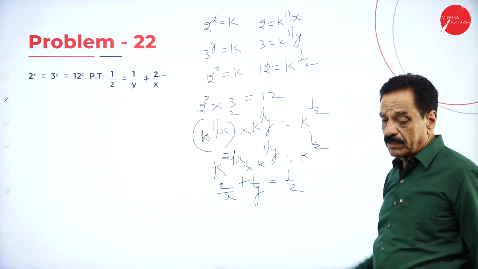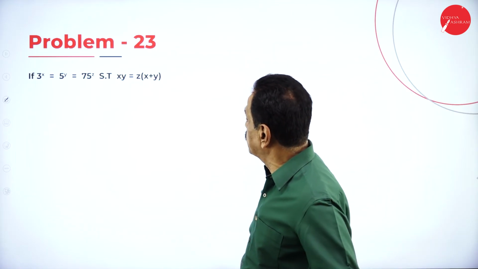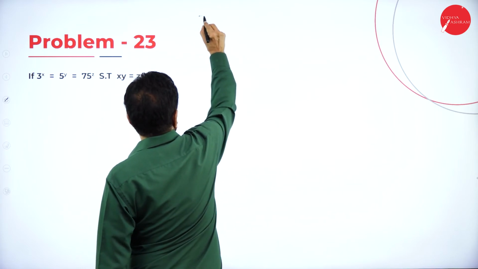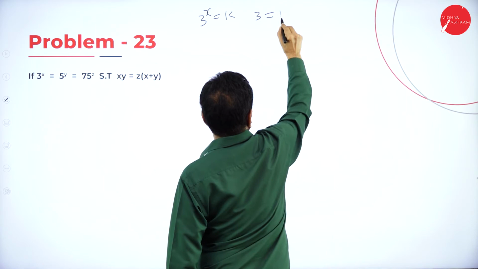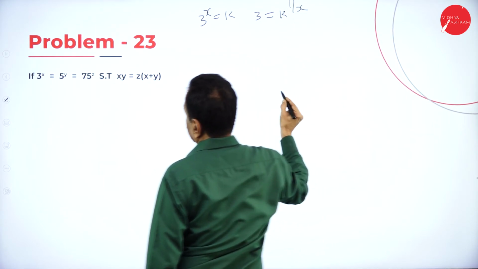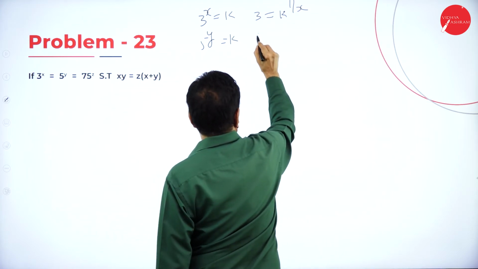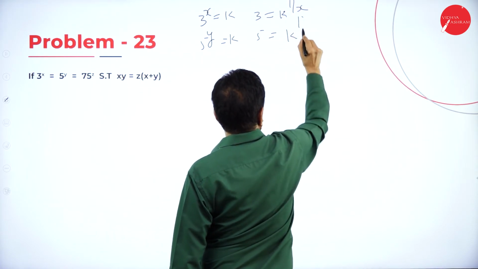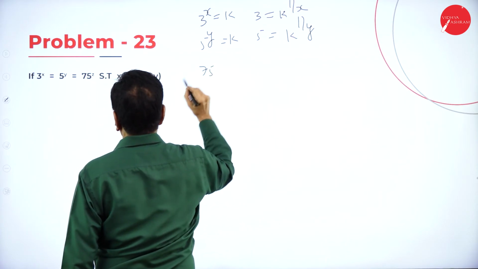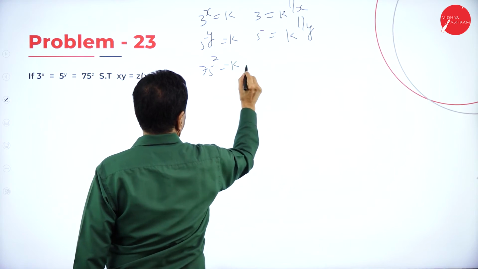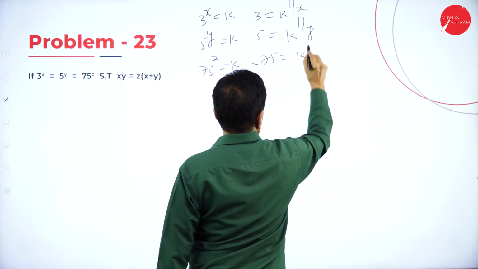Same thing. Then we move on to the next one. 3 to the power of x is equal to k, so 3 is equal to k to the power of 1 over x. 5 to the power of y is equal to k, so 5 is k to the power of 1 over y. Then 75 to the power of z is equal to k, so 75 is equal to k to the power of 1 over z.